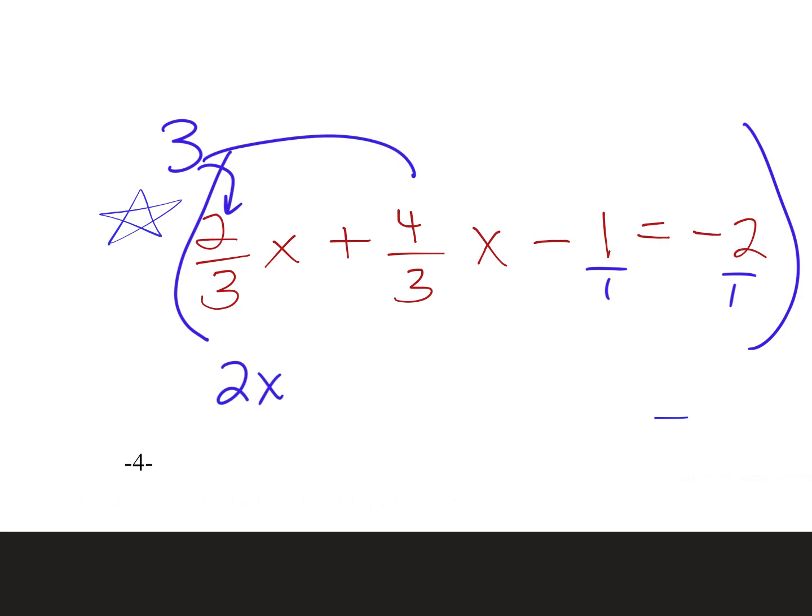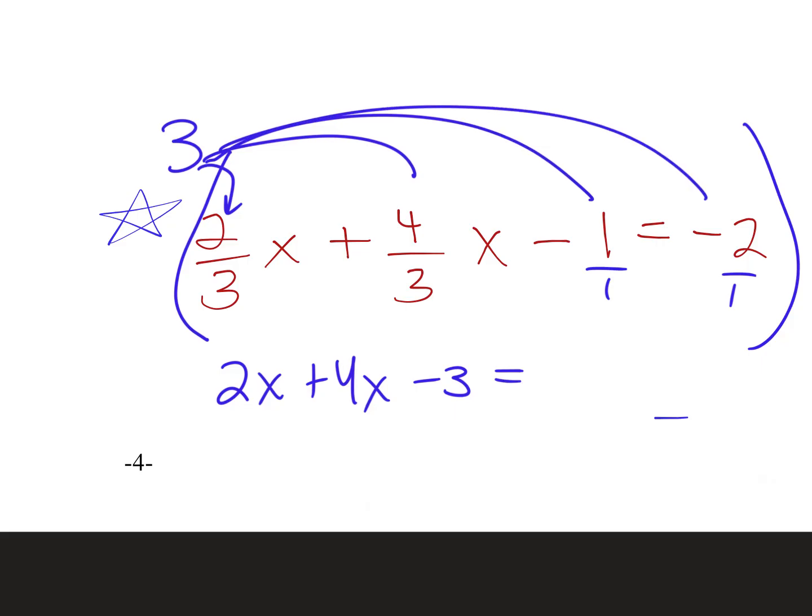Now I go here. What's 3 times 4? 12, and then 12 divided by 3 is 4, so plus 4x. 3 times -1, -3 equals, what's 3 times -2? -6. And now you've got rid of all of the fractions. Once you do that, then you're free to just solve like normal. Whatever you do to one side of an equation, you have to do the other.